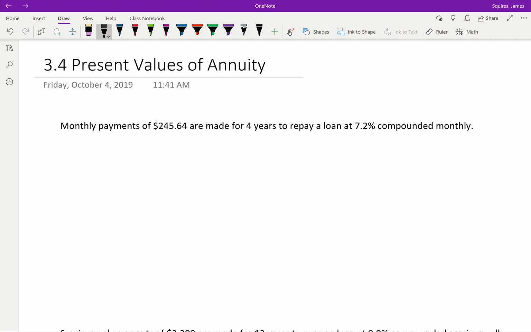So let's look at this example and let's fill in some information. If we're making monthly payments of $245.64 for 4 years to repay a loan at 7.2% compounded monthly. So let's first look at what our payment is equal to. Our payment is equal to negative 245.64. So that's with this value right here.